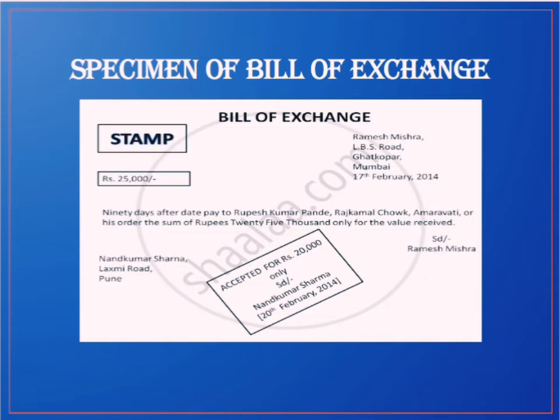Here, Rupesh Kumar Pandey is the payee, a third party. And after preparing this, Ramesh Mishra, the drawer, signs on the bill of exchange. And it is drawn on Nandkumar Sharma, Lakshmi Road, Pune. He is the drawee, and the drawee accepted the bill for rupees 20,000.